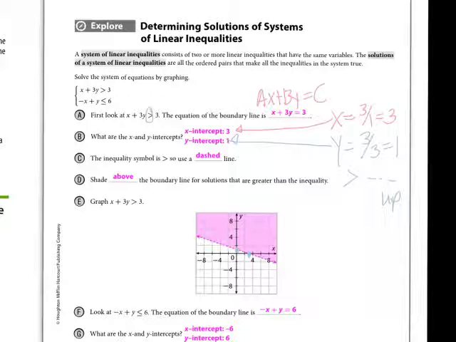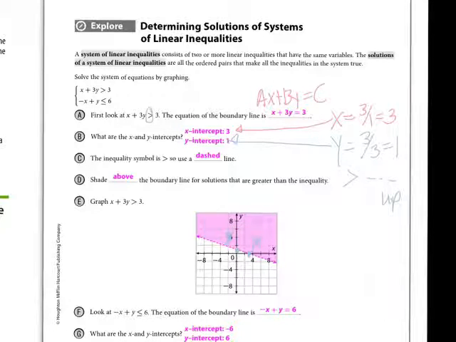Now, this is shading up, so I'm going to put some up arrows here, because that's the direction in which we're shading. If I were to shade down, I would have been shading down here. But since this is a greater than, I'm going to be shading up.